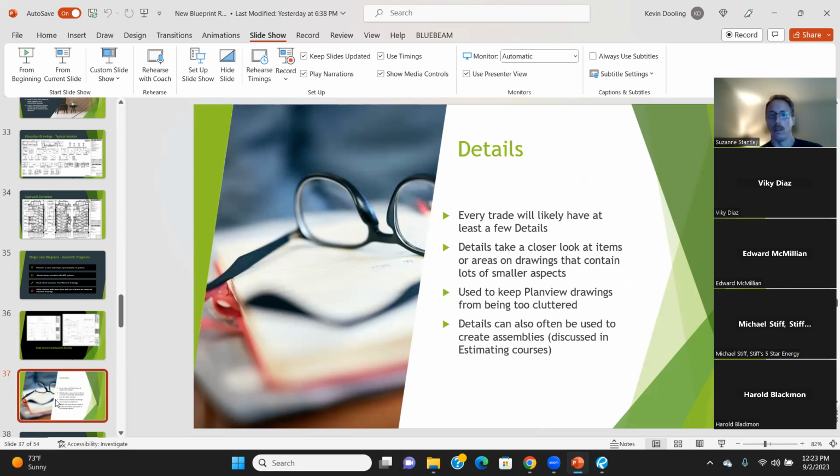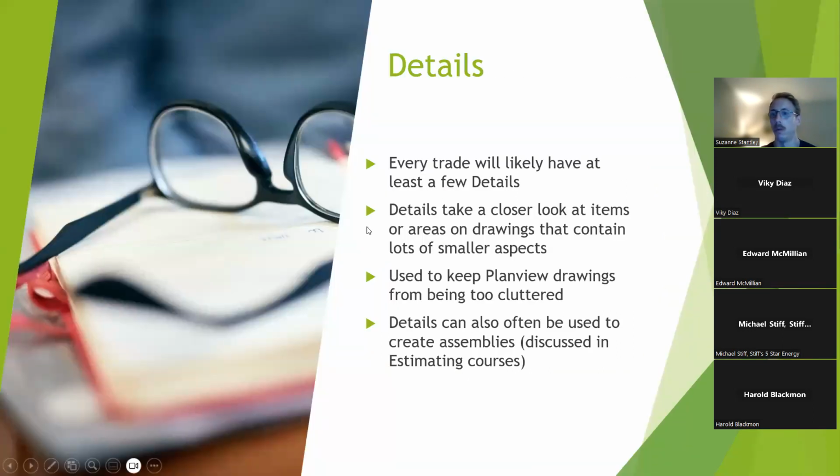The next set of drawings typically in a package are details, and we've talked about these a couple of times already. Every trade will have their own details, and a detail is just a magnified look at a certain item or area on your drawings that contains more smaller aspects than can be captured on your overall plan view. The plan view is the most general view. Details are used to keep your plan view drawings from being too cluttered.